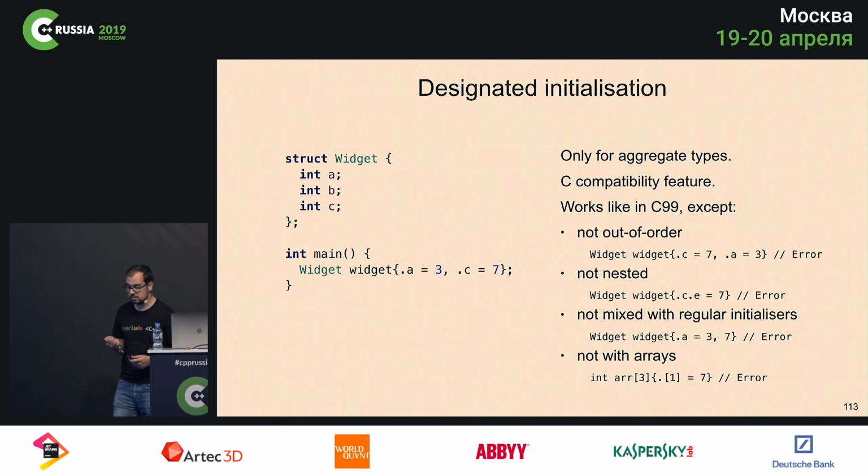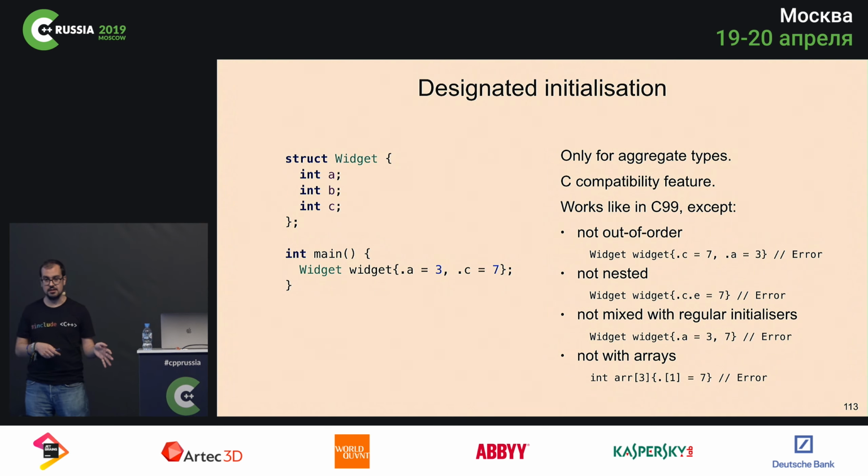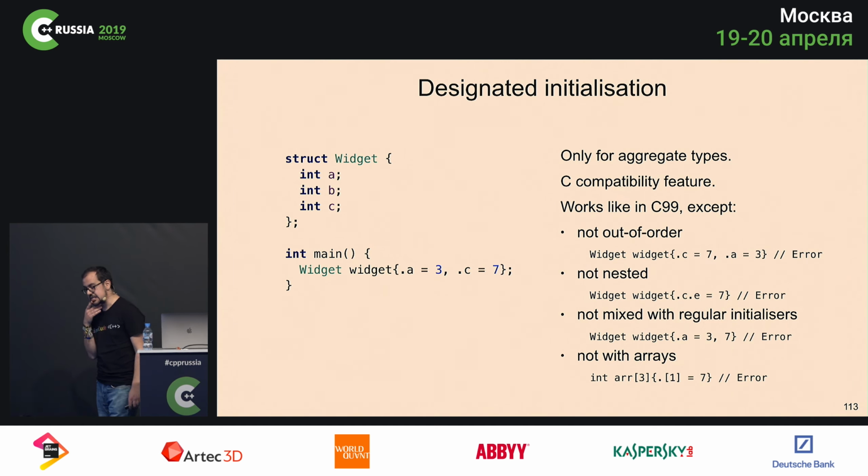The other thing you cannot do in C++ is nest them, like this .c, .e, sub-aggregate nesting. But it turns out you can still do that with an extra brace. So you can still say .c, brace, .e. So that's fine. You cannot mix designated initializers with normal initializers. You can do that in C. You cannot do that in C++. But honestly, I have no idea why anyone would ever want to do this, because it's really messy. And the other limitation is that you cannot use it with arrays. But again, I don't know if that's actually that useful.